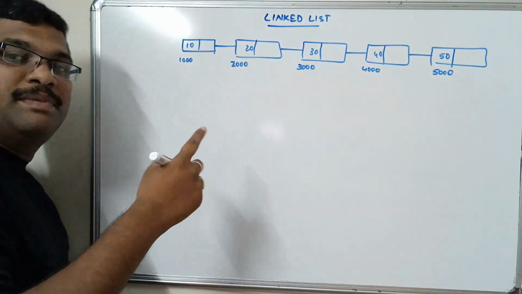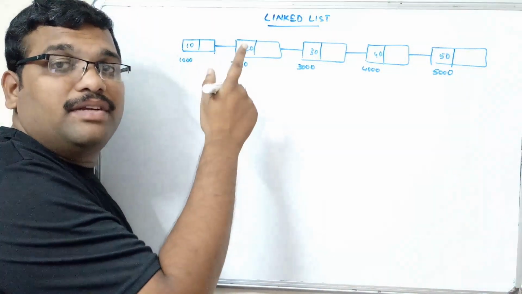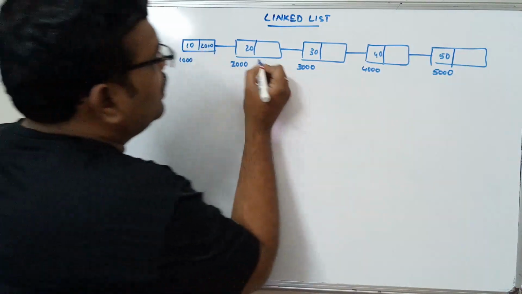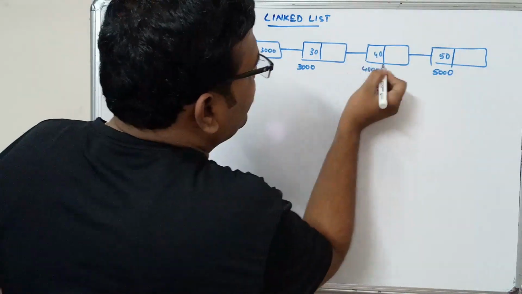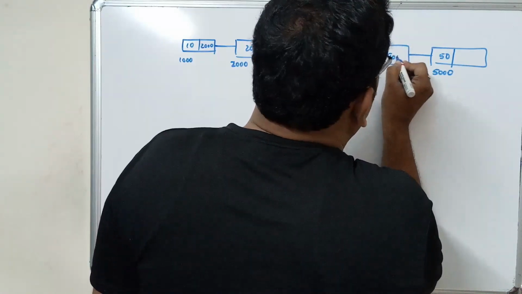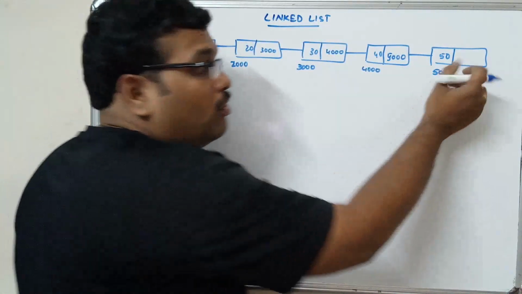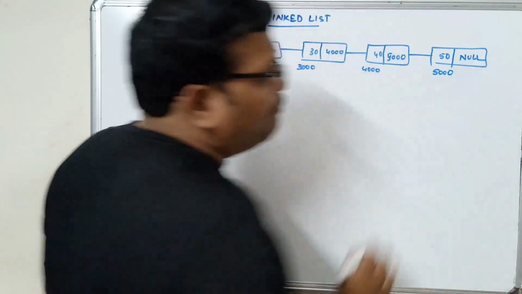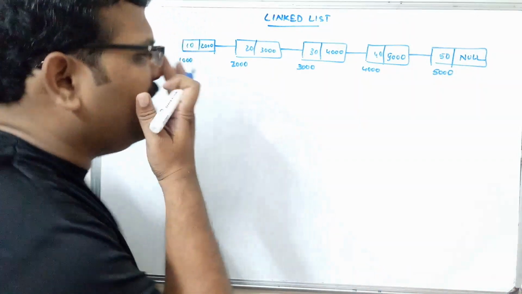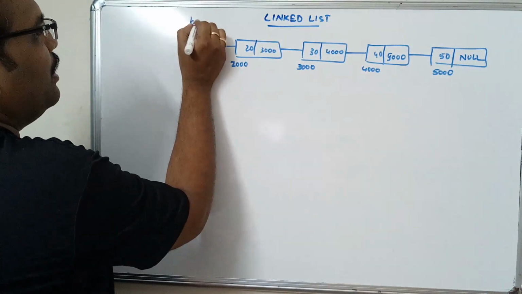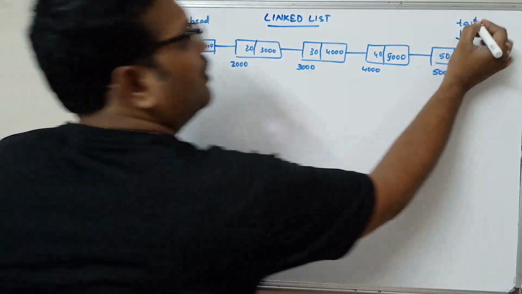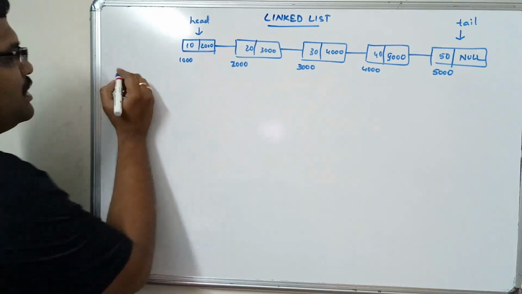So we know that in a linked list two fields will be there. One is the data field, another one is the address of the next node. So here the address of 20 will be stored, here the address of 30 will be stored, here the address of 40, and here the address of 50 will be stored. And here it is the last element, so the address will be null. Right? So this null indicates the last element of the list. Now consider this as head and this as tail.